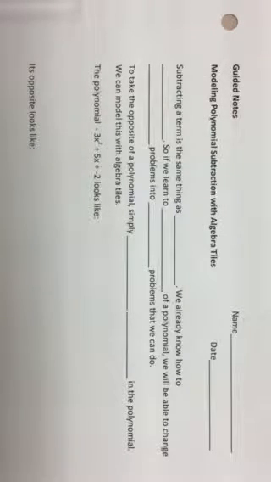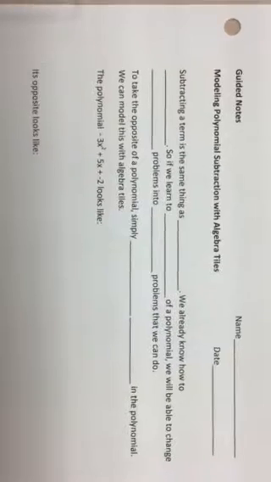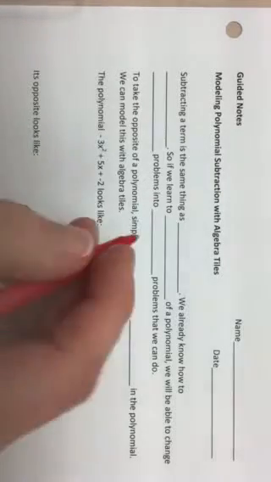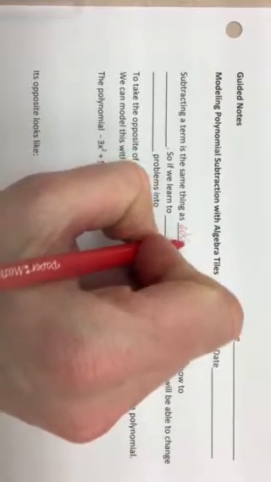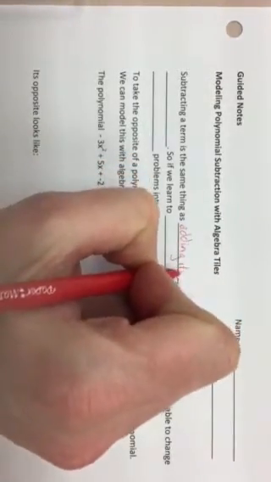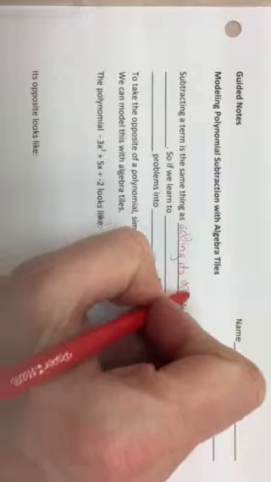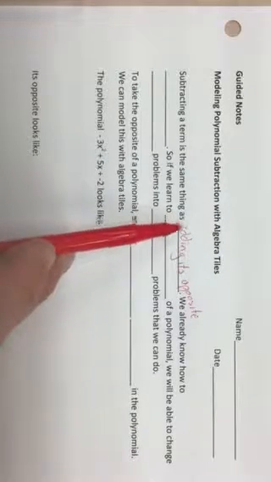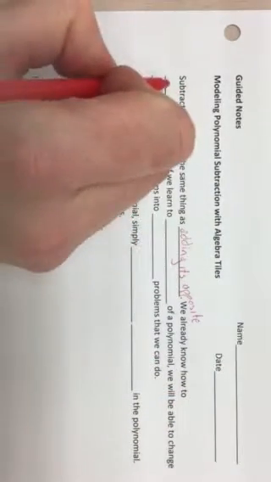Okay, so we've already done modeling polynomial addition with algebra tiles, and now we're going to be working on subtraction. Subtracting a term is the same thing as adding its opposite. We actually already know this. We worked with that idea already. You can change subtraction to addition of the opposite. We already know how to add polynomials.